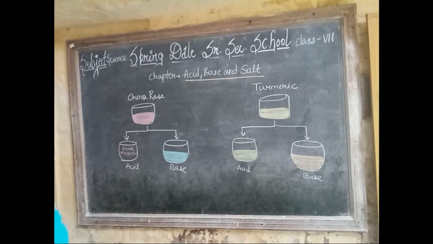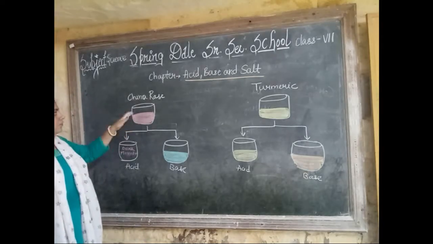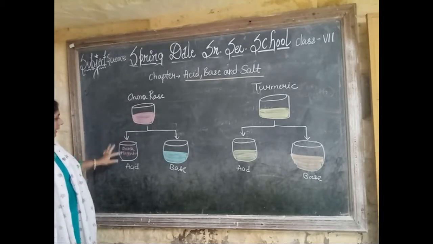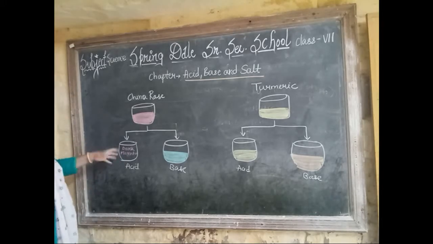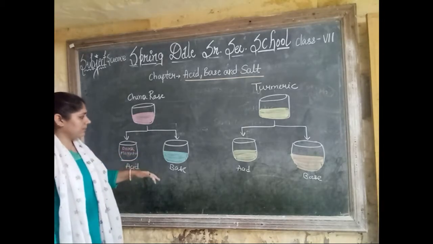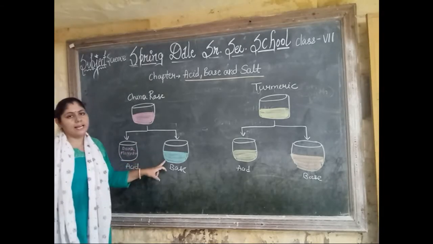Now the indicator which is China rose. The color of China rose is lightly pink. If it goes in something and the color changes into dark magenta, then it is acid. Or if it goes in something and the color changes into green color, then it is a base.